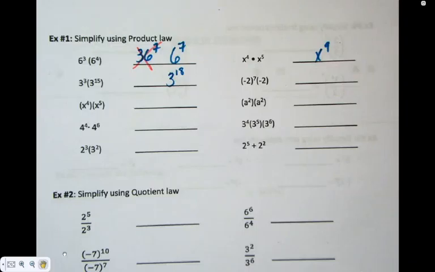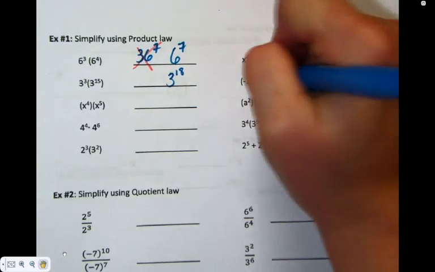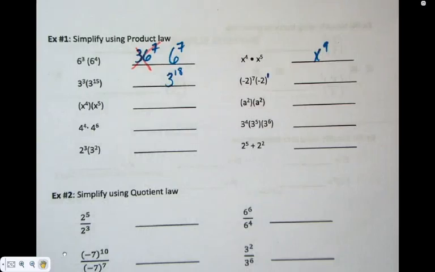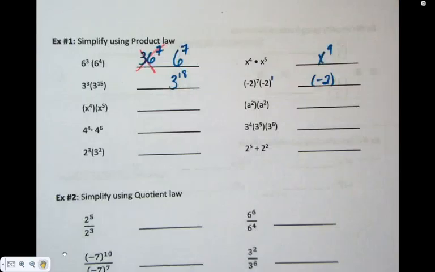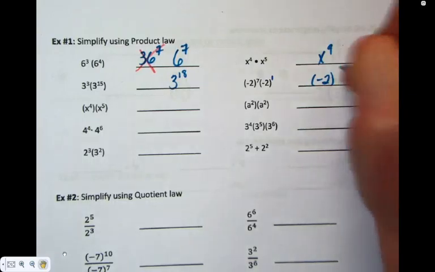Negative 2 to the 7, negative 2 to the what now? Right, so we know there's that imaginary 1 that we've talked about before. We don't change the base. So if the base is negative 2, I'm going to keep it negative 2. If the base had brackets, I'm going to keep those brackets, and all I'm going to do is add the exponents. 7 plus 1 is?